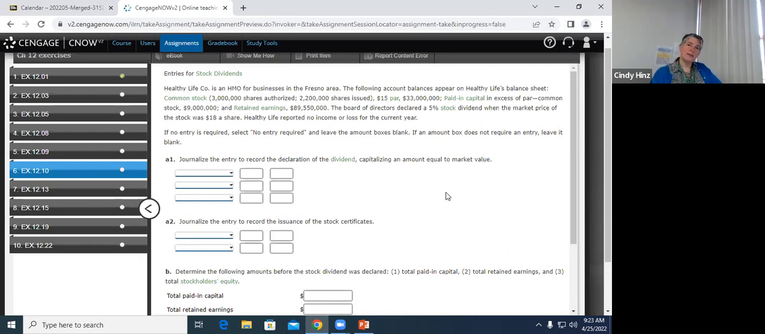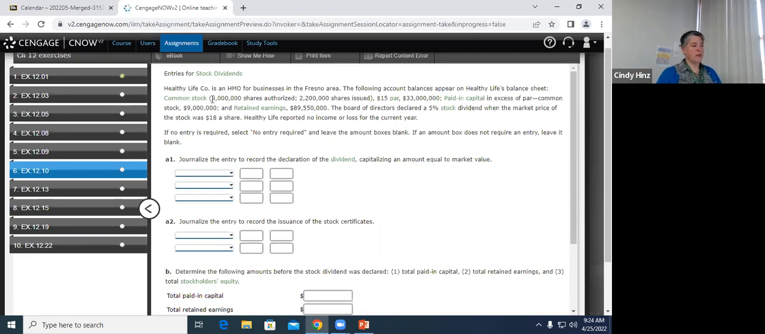We talked about last class the concept of number of shares authorized. Those are the shares we have permission to sell. Then the number of shares that are issued is how many we actually have sold. In order to declare a stock dividend, remember, for a cash dividend, you have to have the cash available. The same thing is true for a stock dividend. You have to have enough room within your authorization to issue those new shares.